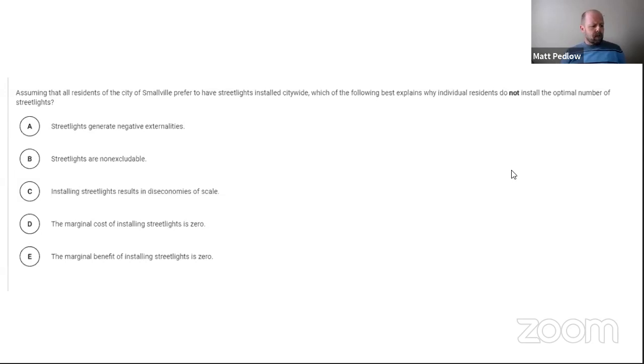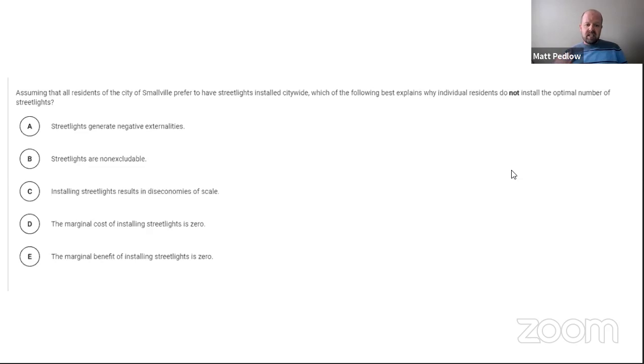So let's look at what a typical intro level college class would want you to see. Assuming all the residents of the city of Smallville prefer to have streetlights installed citywide, which I find best explains why individual residents do not install the optimal number. Goes right back to that example that we used in the beginning with my neighbor and the streetlights, right? So A, streetlights generate negative externalities. Well, no, there's a positive externality, right? More people are benefiting from that. B, streetlights are not excludable. Well, you do know that's true. We just talked about that.